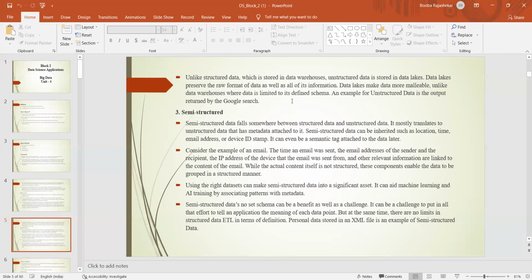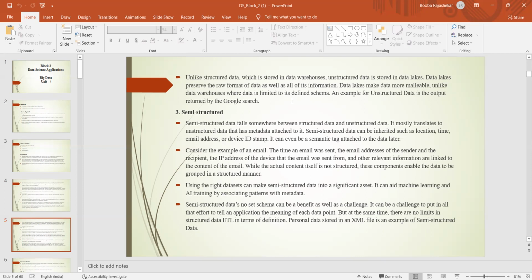Next one is semi-structured data. Semi-structured data falls somewhere between structured data and unstructured data. It mostly translates to unstructured data that has metadata attached. Semi-structured data can inherit metadata such as location, time, email address, or device ID tags.